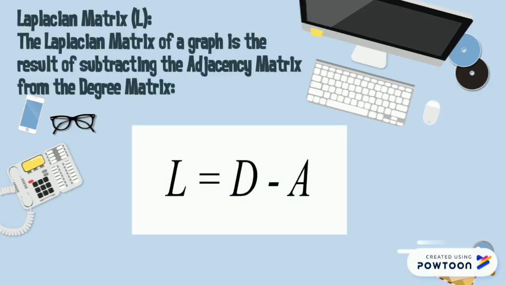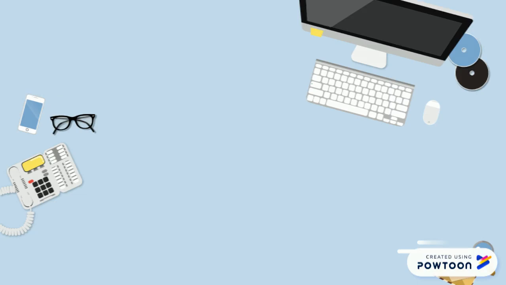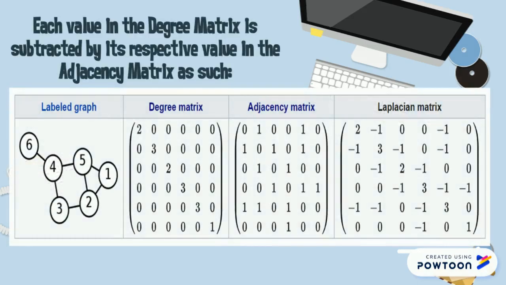Laplacian matrix, L. The Laplacian matrix of a graph is the result of subtracting the adjacency matrix from the degree matrix. Each value in the degree matrix is subtracted by its respective value in the adjacency matrix as such.